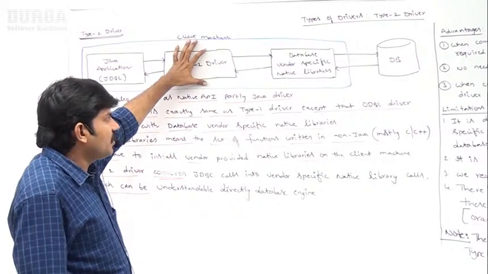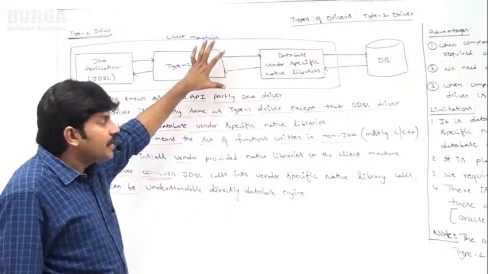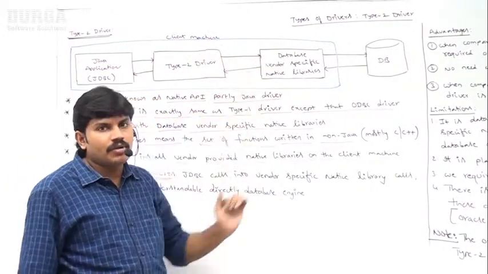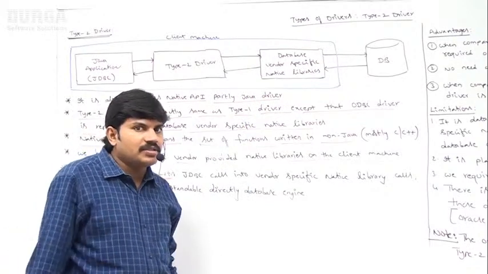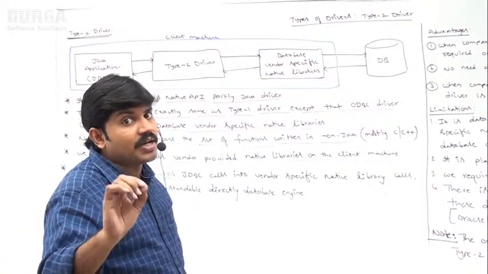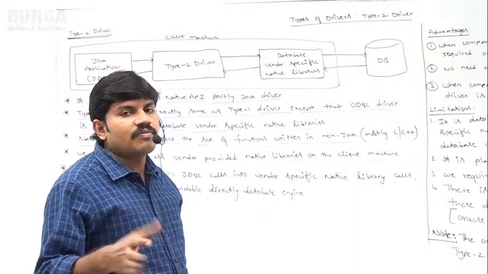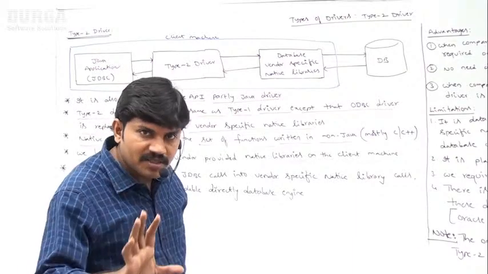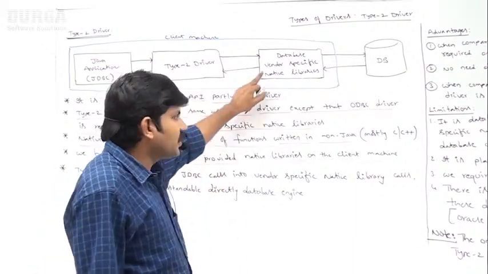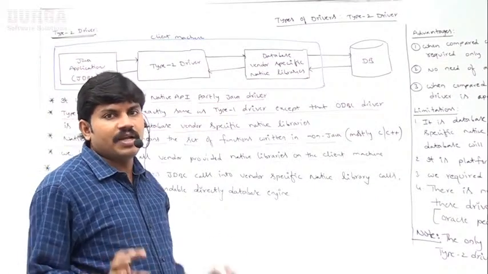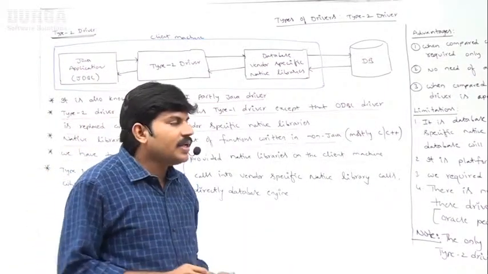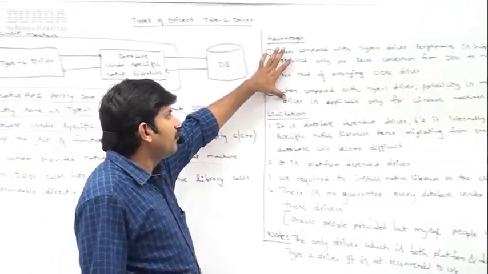This is the functionality. What is the architecture? Internally it depends on native libraries. Why is this driver also known as the native API, partly Java driver? Because it's not fully developed in Java. Internally it uses native libraries. So that's why it's the native API driver, right? Clear up to this? Next, what are the various advantages?